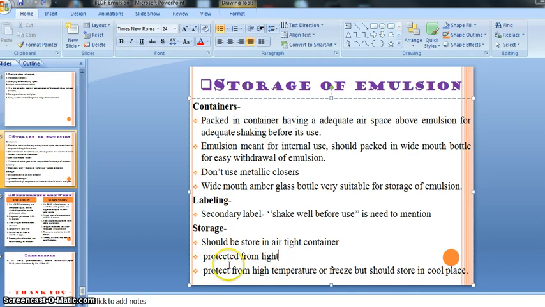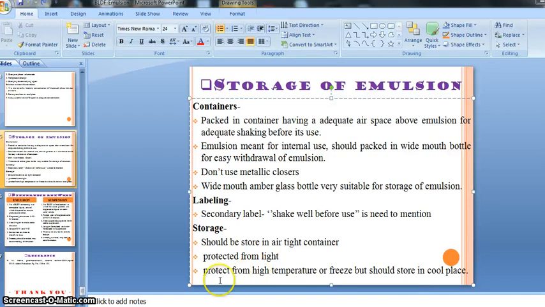Then also protect from light, that is a storage condition. If our preparation contains a light sensitive drug, we should protect it from light, and we achieve that protection by storing our preparation in an amber colored glass.